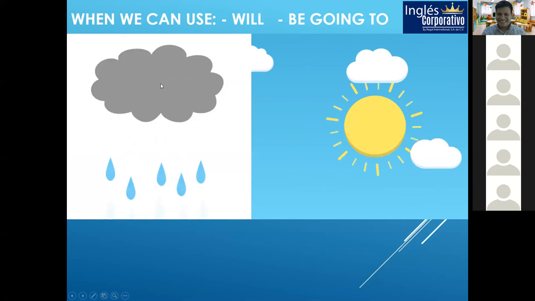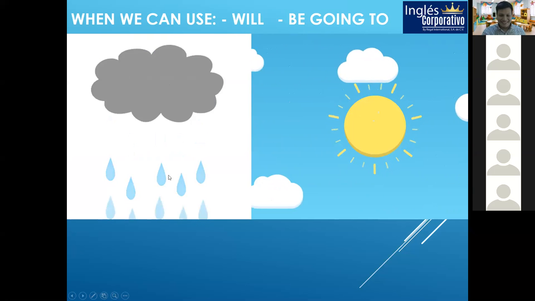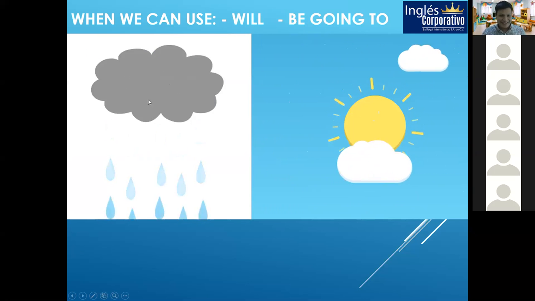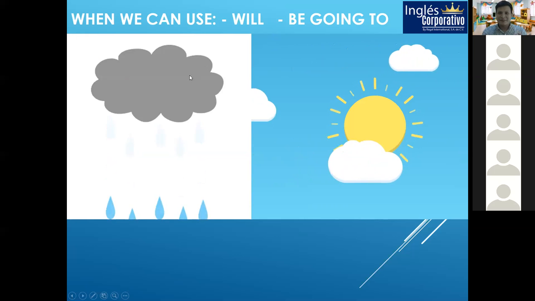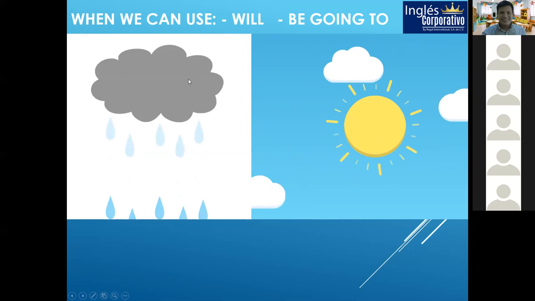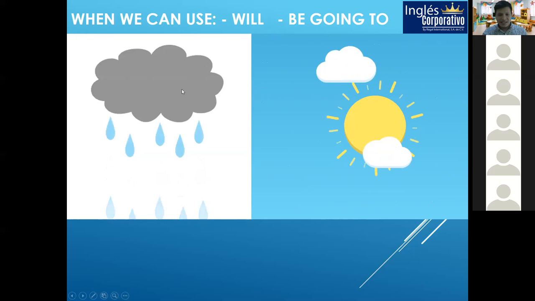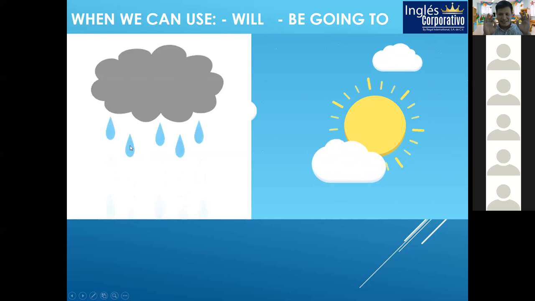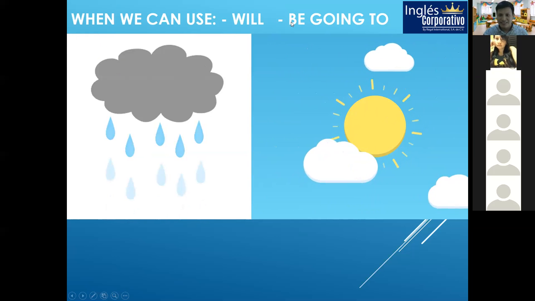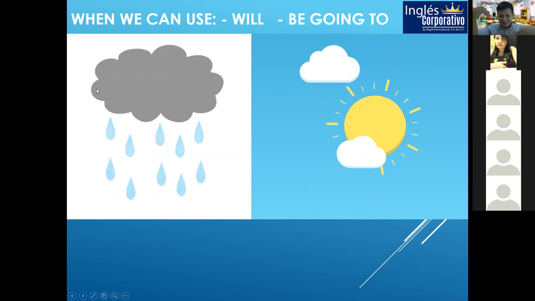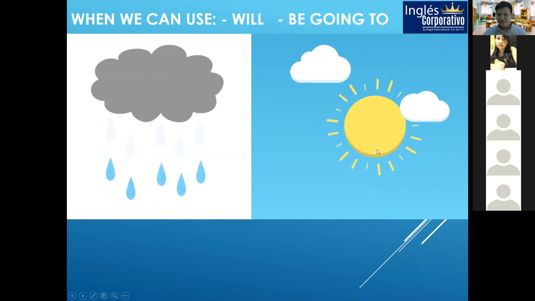Going to. Ajá. Be going to. Going to, right? Create a sentence. Creen la oración. Vamos a ver cómo quedaría entonces. Today going to rain. It's going to rain. Okay, very good. Lilian, you see, it's missing something. Hace falta algo ahí. La oración está genial, pero hace falta un puntito. Today is going to rain. Very good. Nice. Good job.